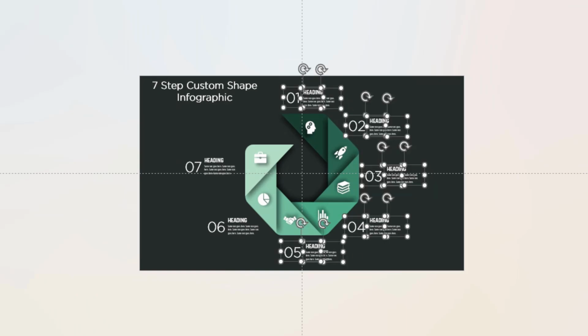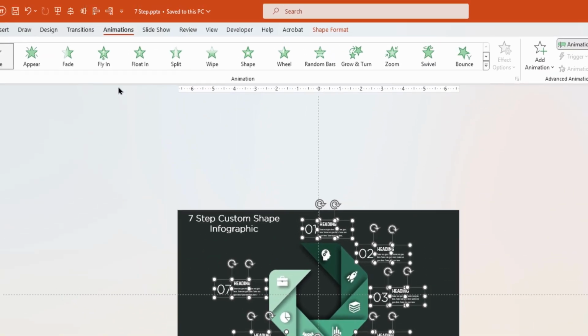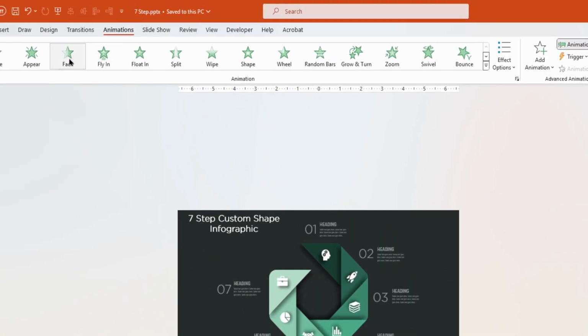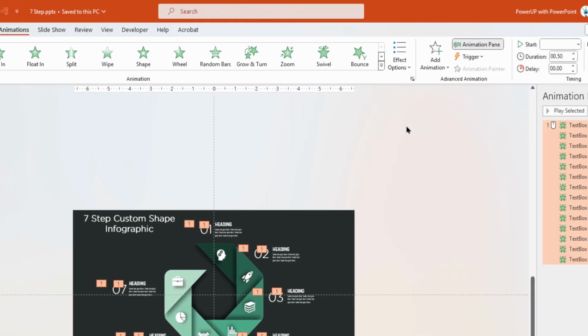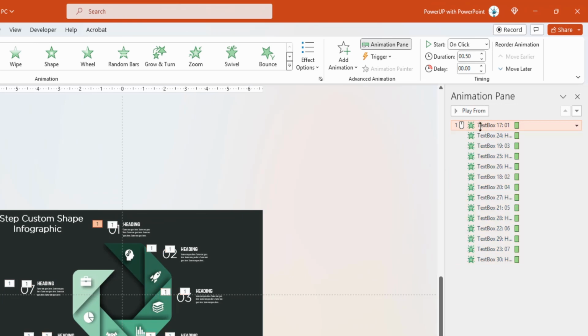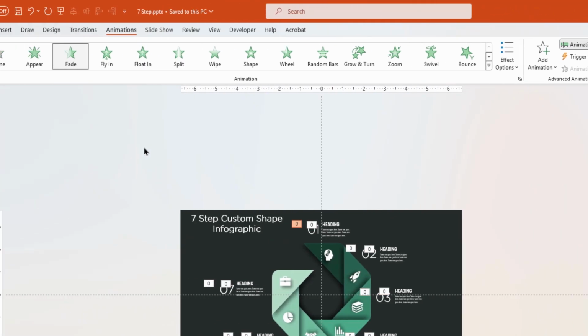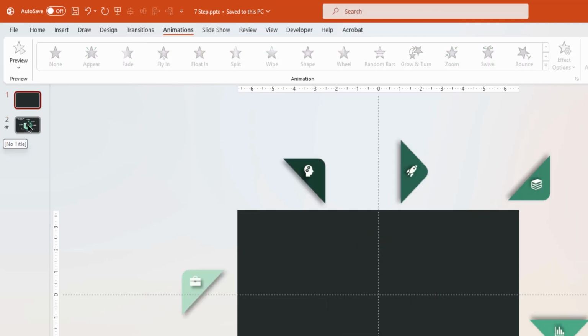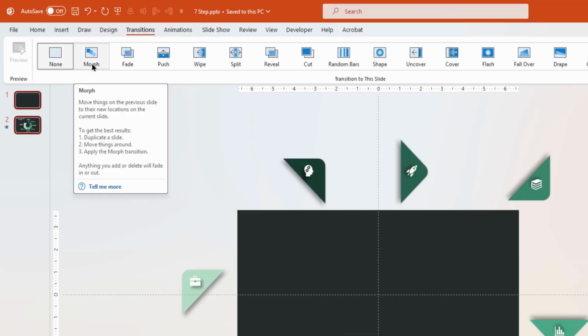Once selected, go to Animation menu and apply Fade Animation. Now select the first animation under Animation pane, and then start it after previous. Finally, select both the slides. Go to Transitions menu, and then apply Morph Transition.